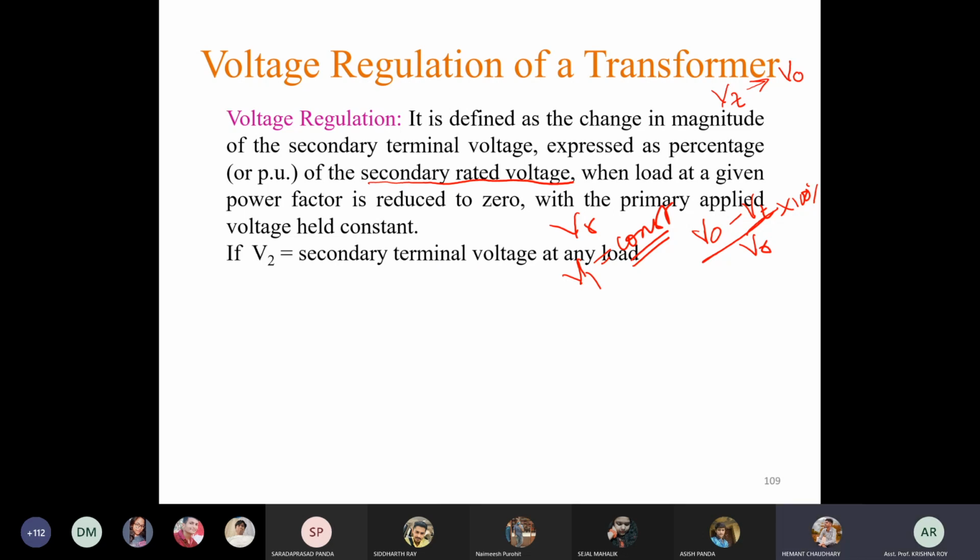Next, E2 is the secondary terminal voltage at no load. Recall the circuit diagram, either this schematic diagram or equivalent circuit. If there is no load connected across the secondary side, then V2 is 0 and the terminal voltage across this open circuit condition is the secondary induced EMF, that is E2. So when load is removed, the secondary terminal voltage is E2.